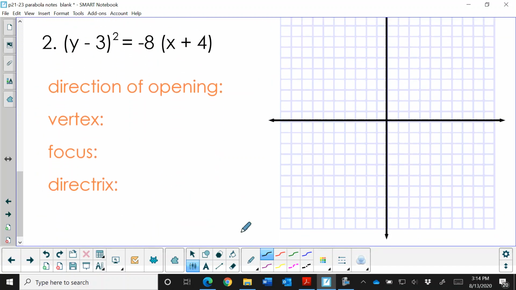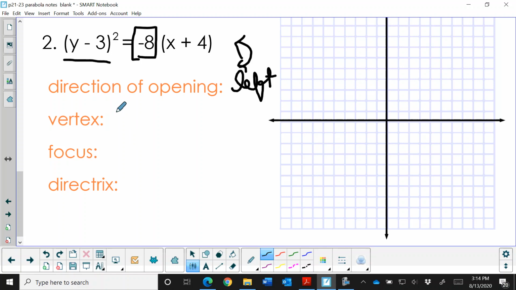Okay, so let's try the second one. Again, you should be putting this into your interactive notebook. So this time we have (y minus 3) squared. So we have a y squared first. That's one of our left or right facers. We're going to look at the coefficient, which is 4p, to see if it's left or right. Well, it's negative. That means it's going the negative direction, or it's going to the left. Okay, so which way is this one going? This is going left, which is going to face this way.